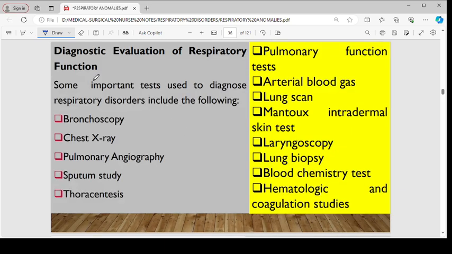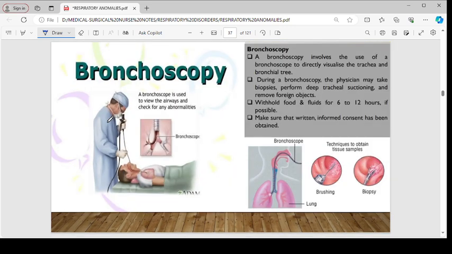In terms of diagnostic tests, we could carry out the bronchoscopy, chest X-ray, pulmonary angiography, sputum study, thoracentesis, pulmonary function tests, arterial blood gas analysis, lung scan, Mantoux intradermal skin test, laryngoscopy, lung biopsy, blood biochemistry, and hematologic and coagulation factors.